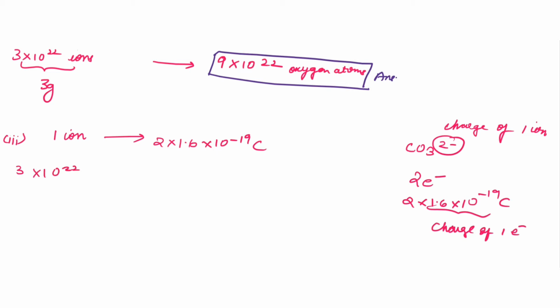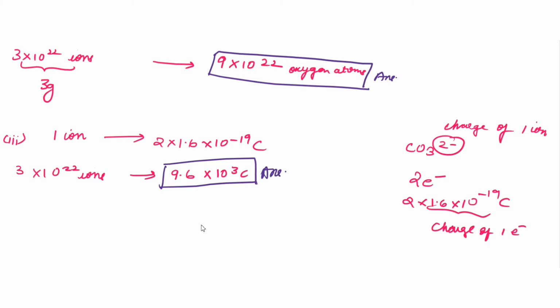So what do we need to find? We need to find the total charge in 3 grams, that is 3 into 10 power 22 ions. Simple, again cross multiply: we get 3 into 10 power 22 into 2 into 1.6 into 10 power minus 19, which gives us 9.6 into 10 power 3 coulombs as the final answer.